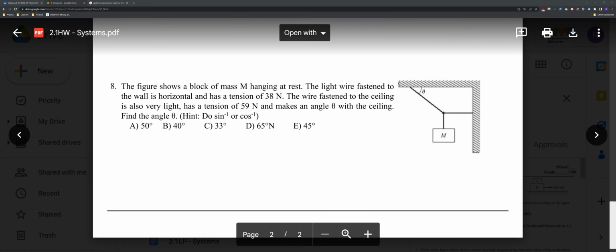My app is bugging out again. So I'm going to wait for the app to load because it is annoying me.